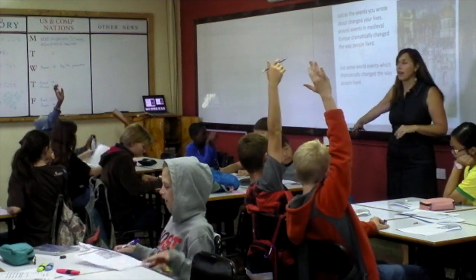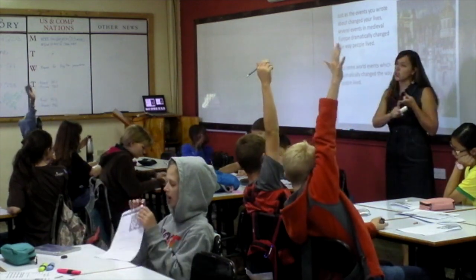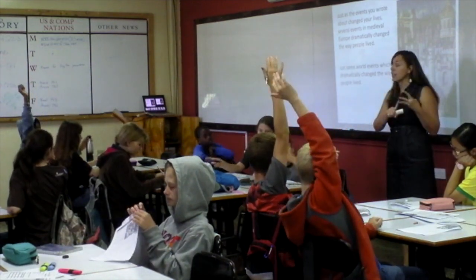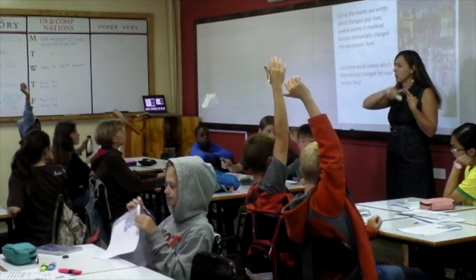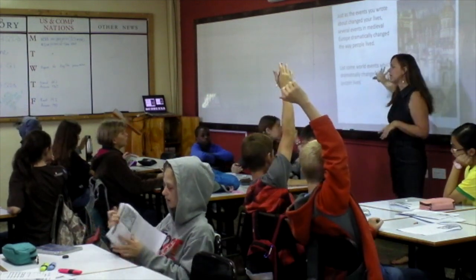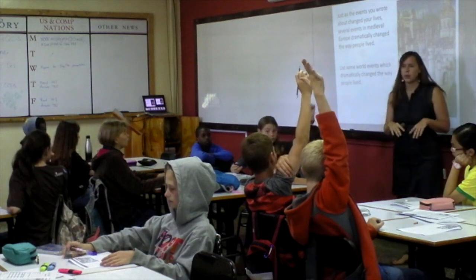And maybe explain it. ACE the question for me. Answer the question, cite evidence, and then explain how your answer answers the question. So ACE it for me. Give me some events that are going to dramatically change the way people live.